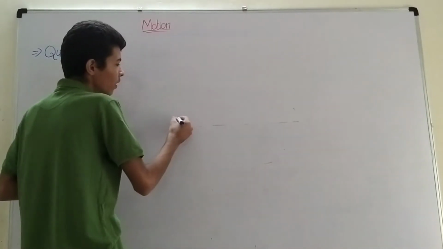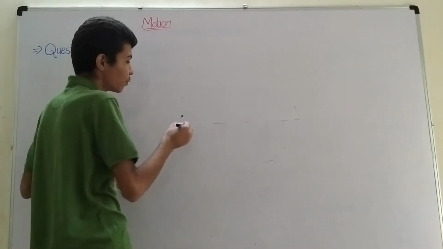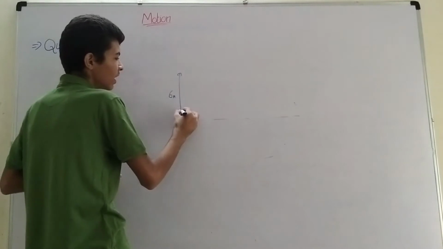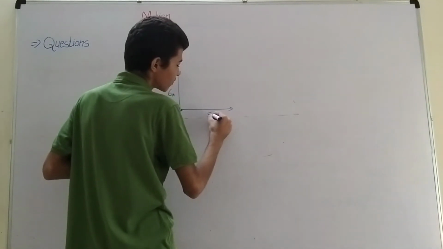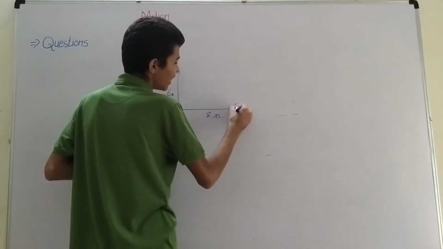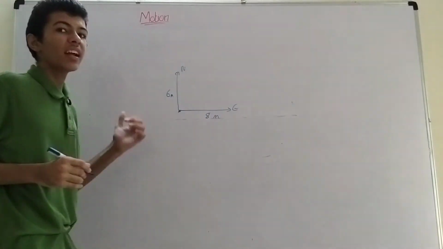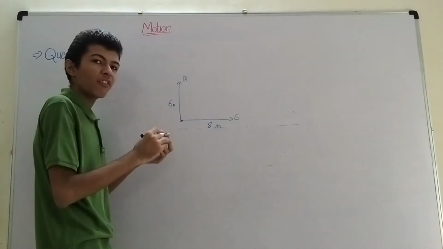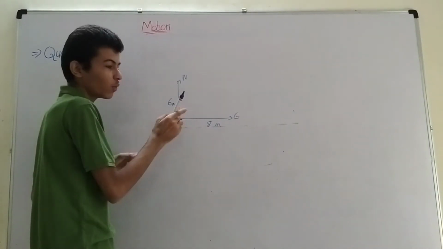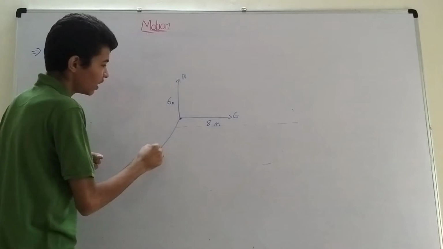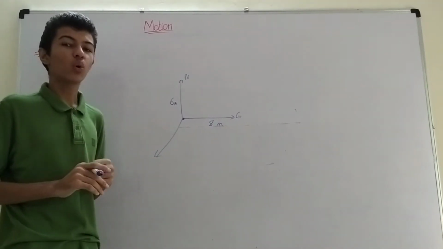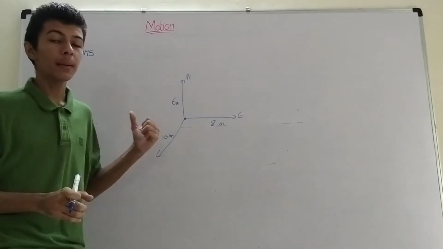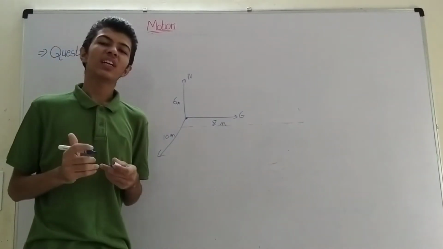So now it is said that a body moves 6 meters north, 8 meters in each direction, and 10 meters vertically upwards. So it would be here, this marked point, in this direction. I could not draw it in 3D. So we have to find out the total displacement of the body. So pause this video and give it a shot.